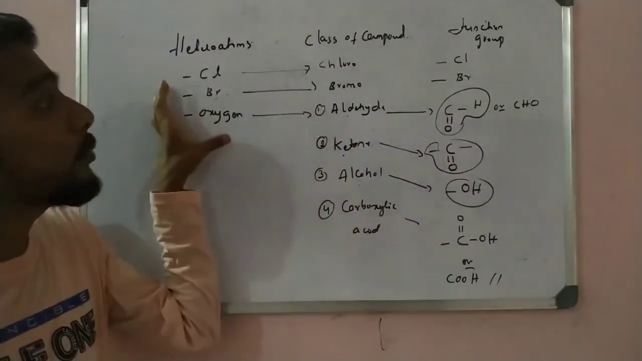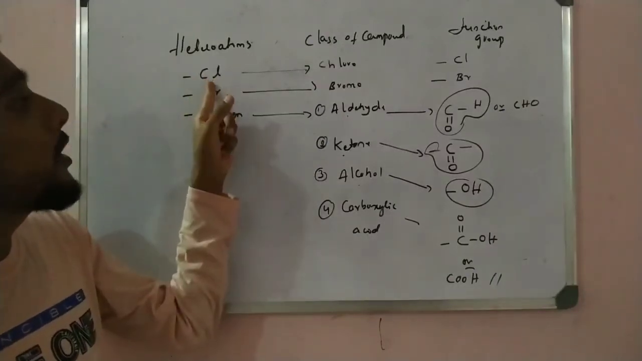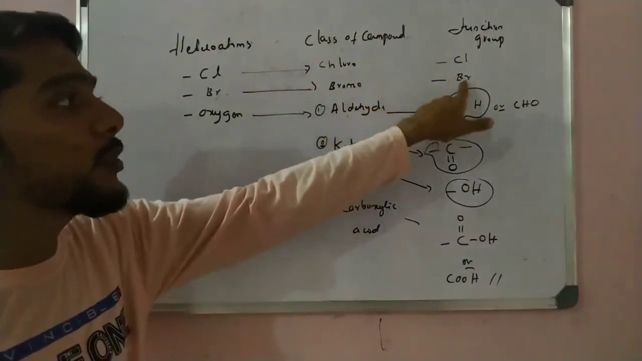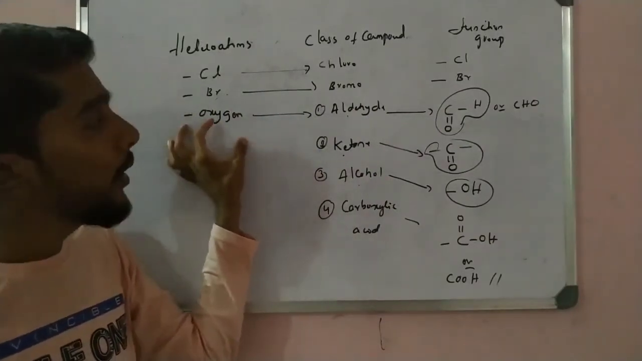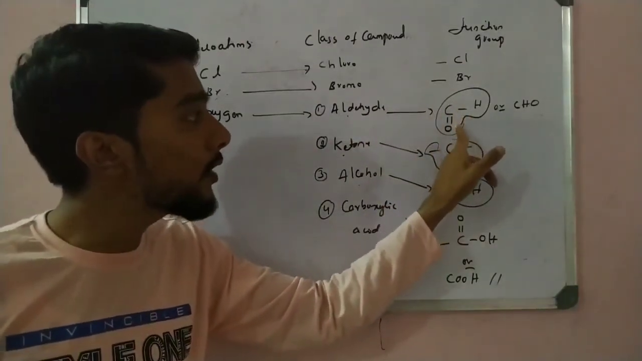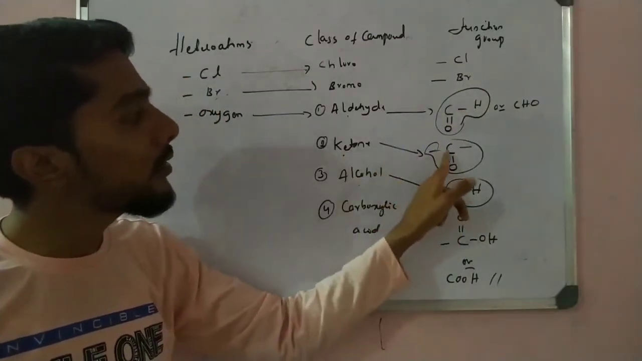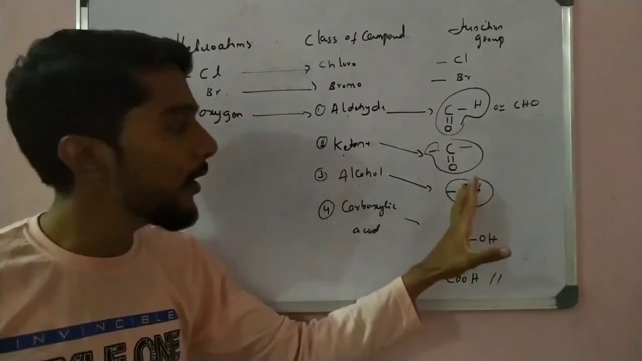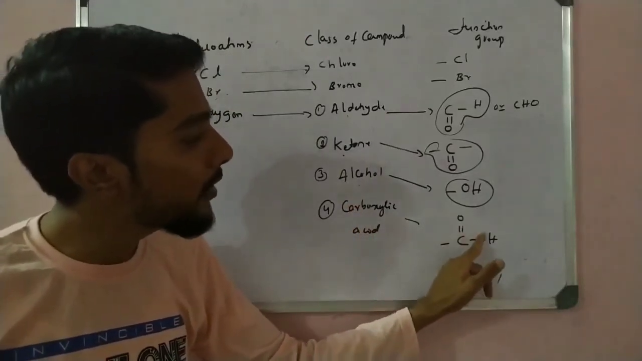We know there are three types of heteroatoms: Cl, Br, and oxygen. When Cl replaces hydrogen, the functional group is Cl. If bromine replaces hydrogen, the functional group is Br. If oxygen replaces hydrogen, there are four cases. Maybe it is an aldehyde: C is bonded with a double bond O and a single H. If it is a ketone, it is C double bond O, with no H. If it is alcohol, H is replaced by OH. If it is a carboxylic acid, it is C double bond O and single bond OH.